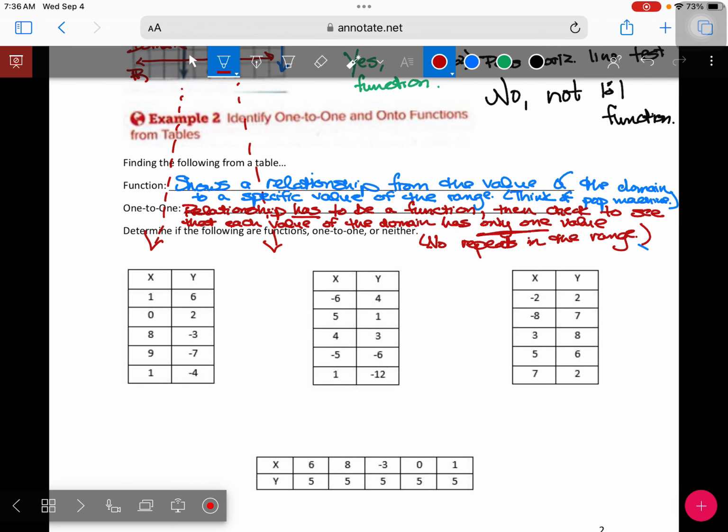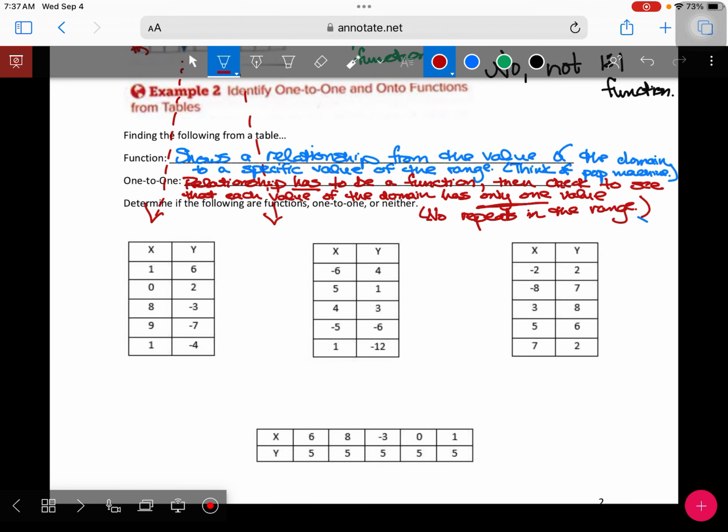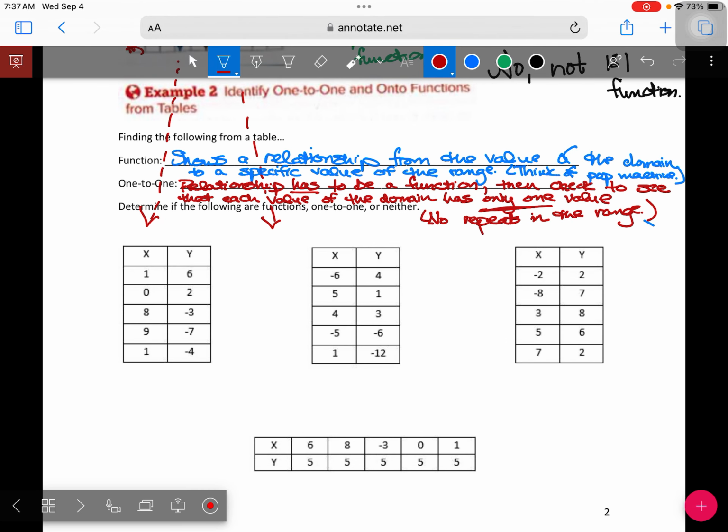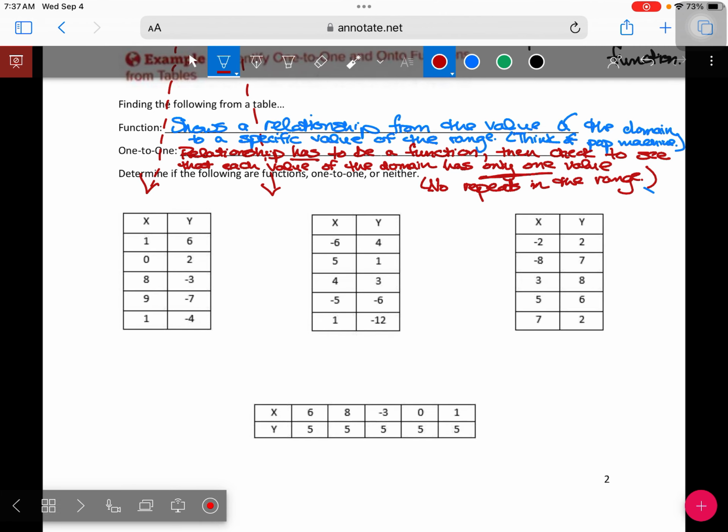Okay? So again, we're doing this with the tables now. If you have a graph, you use the vertical line test and the horizontal line test. If you have tables, you need to think about, for a function, it shows a relationship from one value to another. And if it's one-to-one, it has to be a function first. And then we have to check to see that the domain only has one value in the range. Okay? Oh, I didn't quite finish this. In the range.